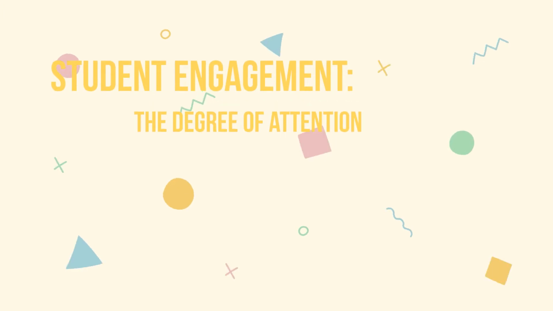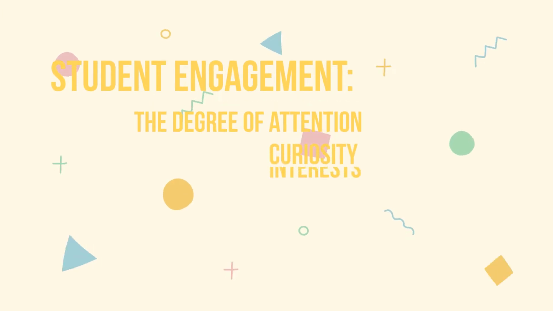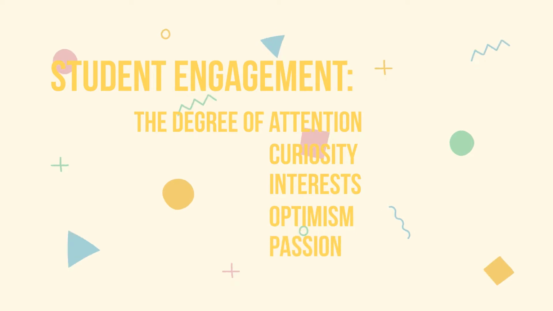Well, here's a definition that I found. Student engagement is defined as the degree of attention, curiosity, interest, optimism, and passion that a student shows. Now, if you think about that definition, that may feel like a lot to try and accomplish when trying to maintain engagement with kids in a virtual learning environment. So let's take just a few minutes to look at just 10 ways that we could maintain this engagement with our kids in these virtual learnings.